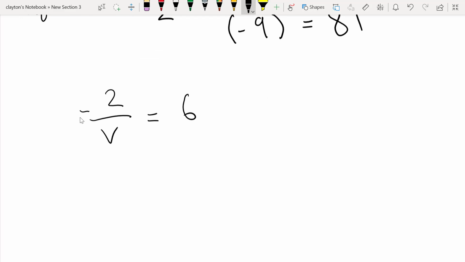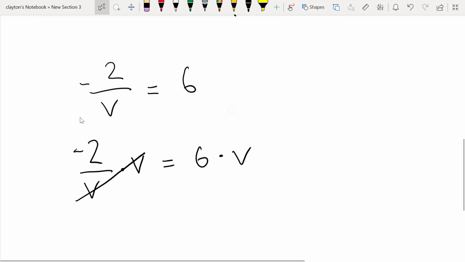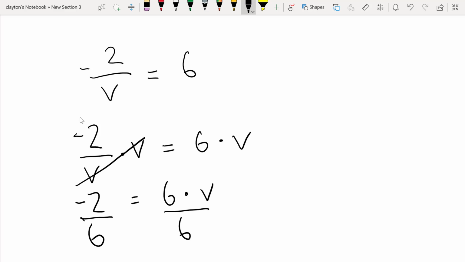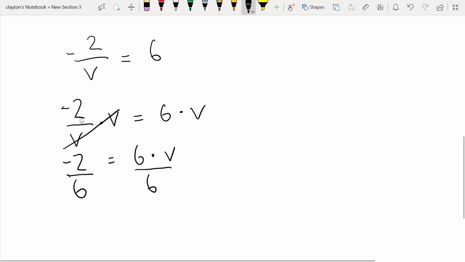Right now v is in the denominator, the lower part of that fraction. I need to move it up first. If I want to get v to the other side, I need to multiply both sides by v. On the left side, my v's cancel out, and now I have v in the upper part of a fraction, in this case the numerator. But I do want v to be by itself, so I need to divide my right side by 6, but if I do that to my right side, I must also do it to my left side.